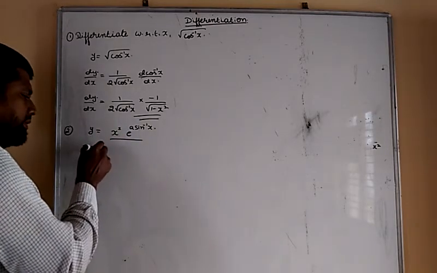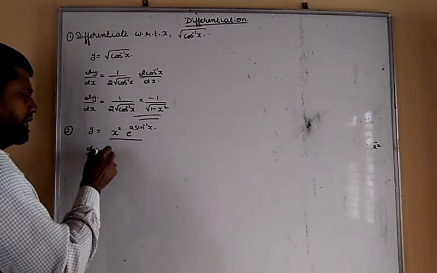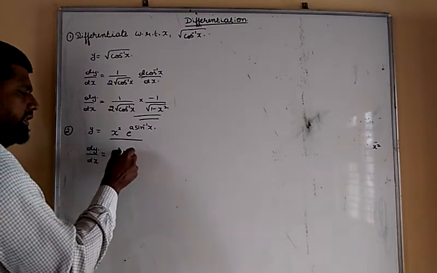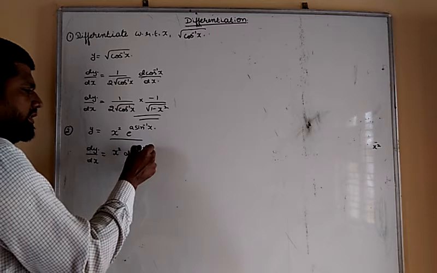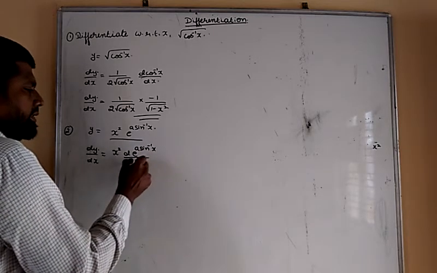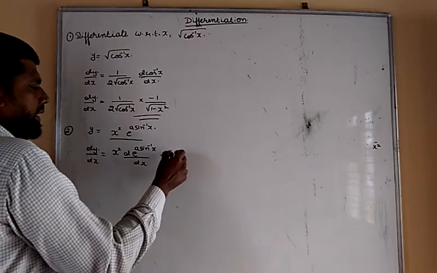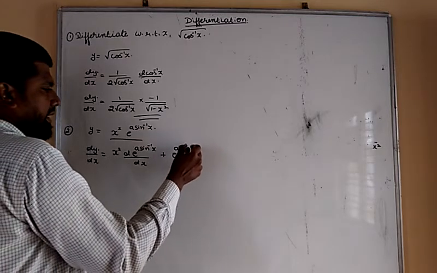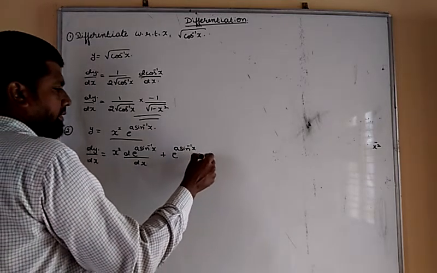So let us apply the formula here. Differentiation of y with respect to x: first function into differentiation of second function. The second function is e to the power of sine inverse x, plus e to the power of sine inverse x again into differentiation of x square.